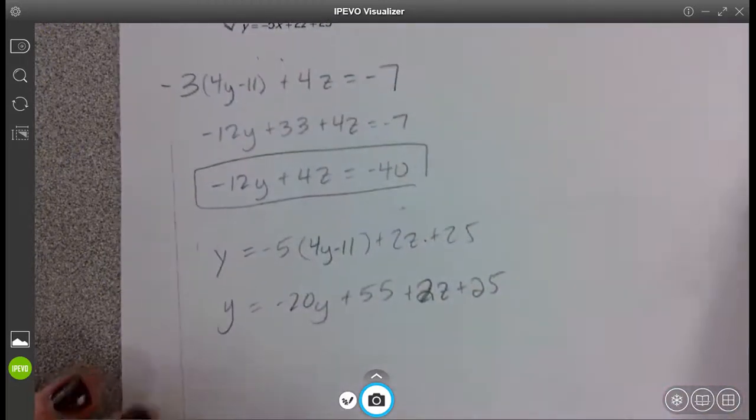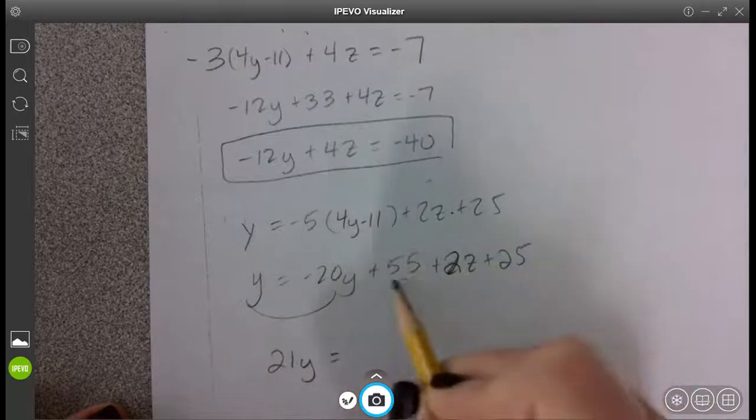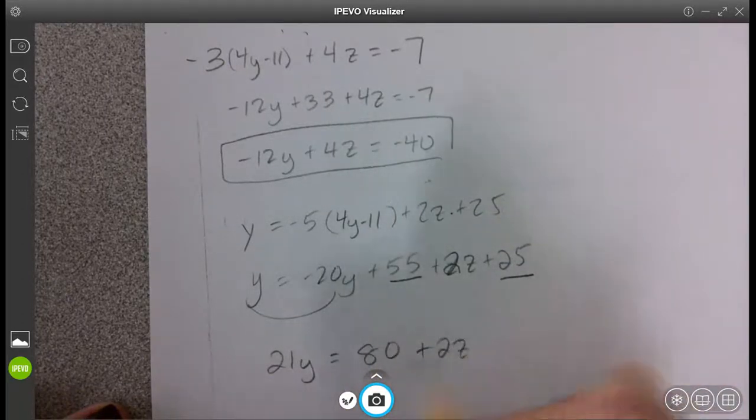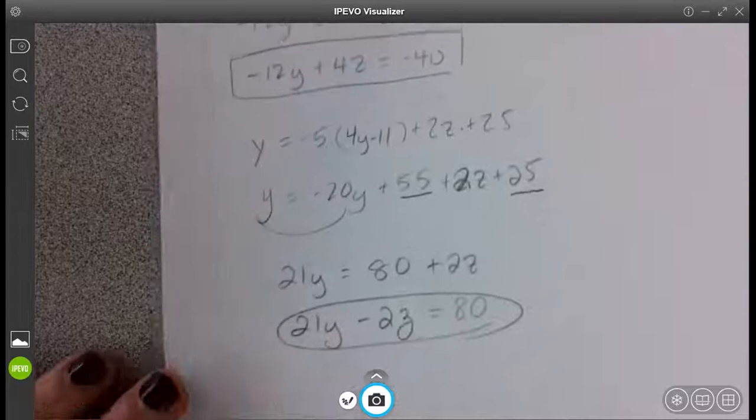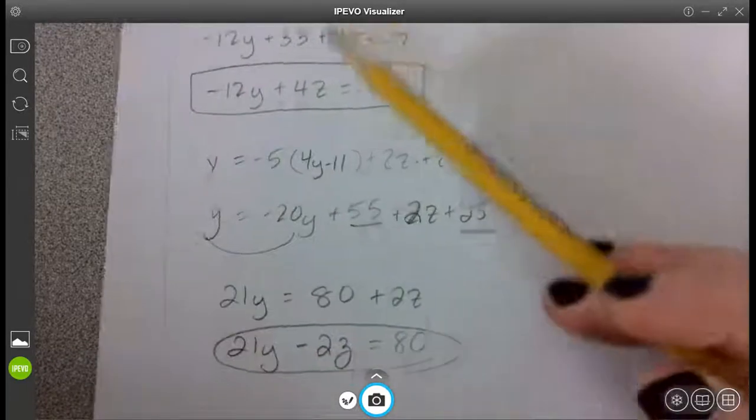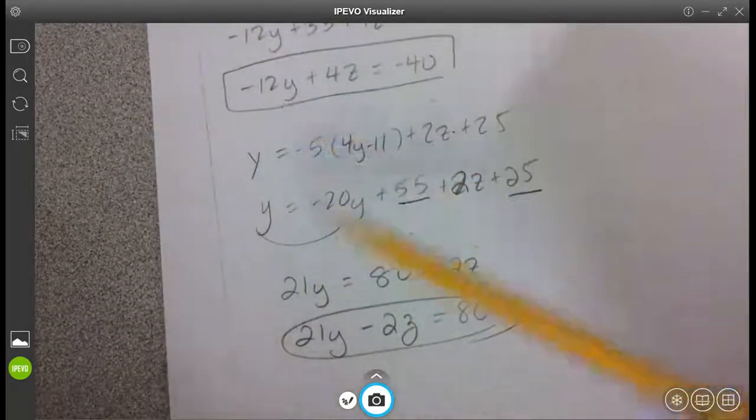Bring the y to the other side. 55 and 25 are 80. Okay, so what you did is you took one equation, substituted into both to knock out a variable. Now we have y's and z's.